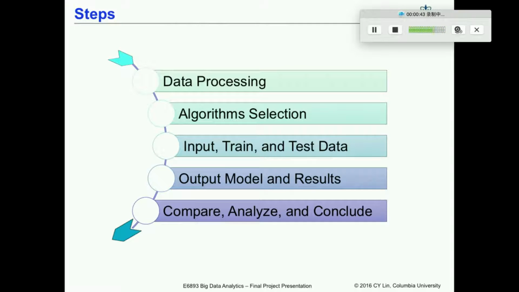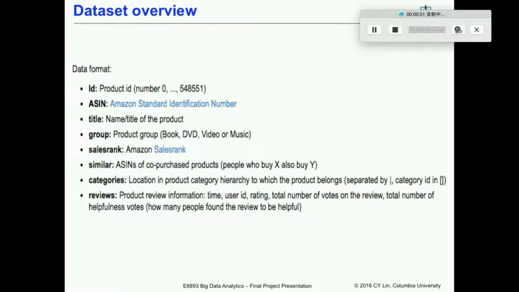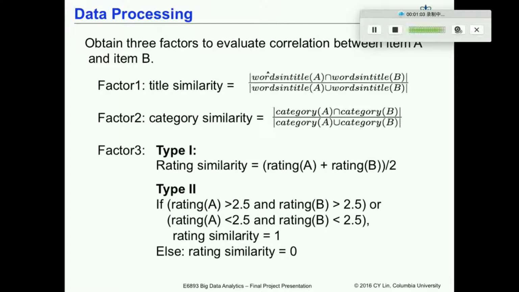Here are our steps. Our dataset is Amazon Product Co-Purchasing Network metadata. This is the data format. Each item has the information of ID, titles, similar items, categories, and reviews. When we do the data processing, we obtain three factors to evaluate correlation between item A and item B.